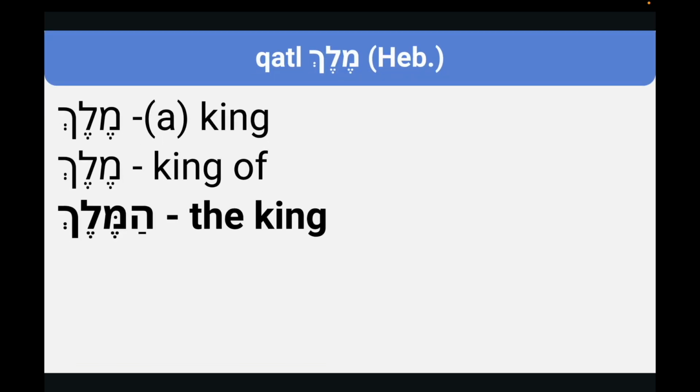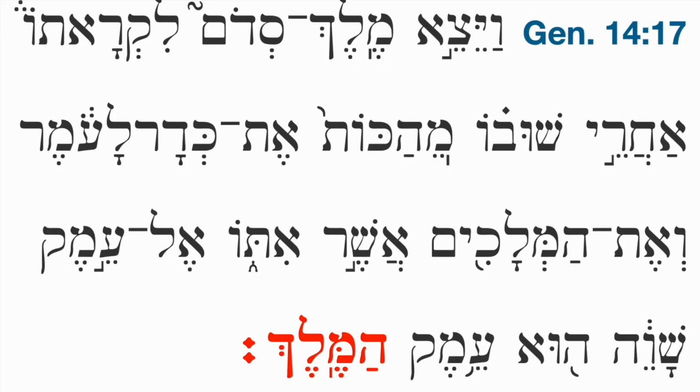And when we add the definite article, really nothing changes. We just get the expected prefix he with the patach vowel sign and the dagesh in the subsequent consonant, and this is often translated the king. We see that in Genesis 14:17.